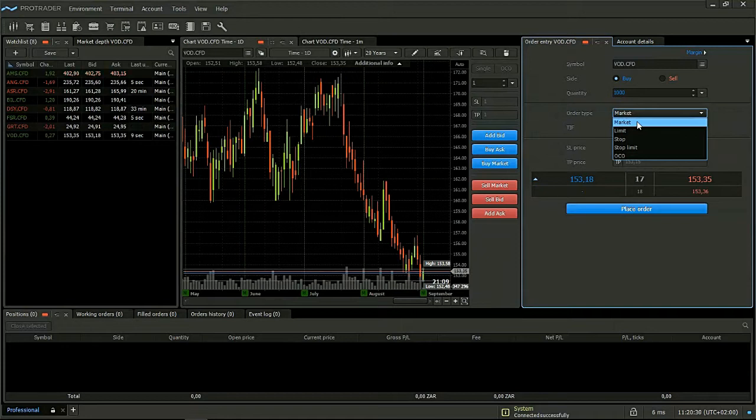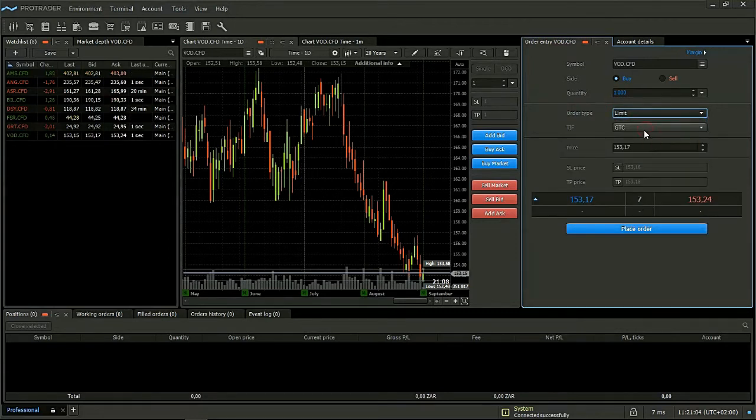We're only going to work with market and limit. A market order is an order that is placed for a specific number of shares, and the market order will always guarantee execution at the current market price. So if you select market, here we can see the current market price is 153 Rand and 15 cents. I will buy these shares at current market price. So I will get them guaranteed at around about 153 Rand and 15 cents.